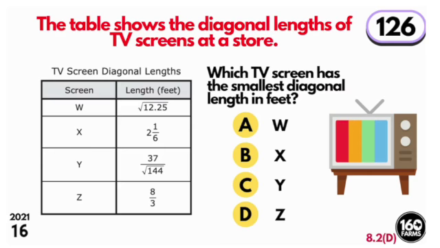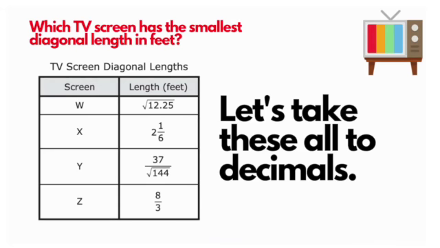16, the table shows the diagonal lengths of TV screens at a store. Which TV screen has the smallest diagonal length in feet? Let's take these, and while we're looking at a lot of rational numbers and fractions, let's try to get them all in the same term.